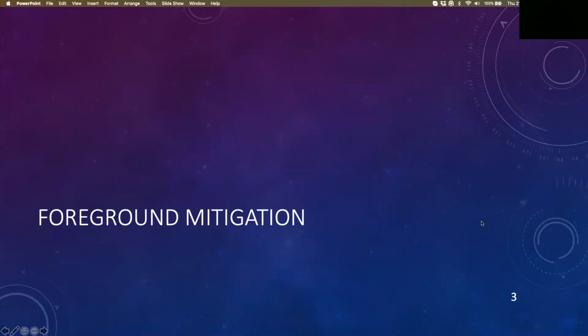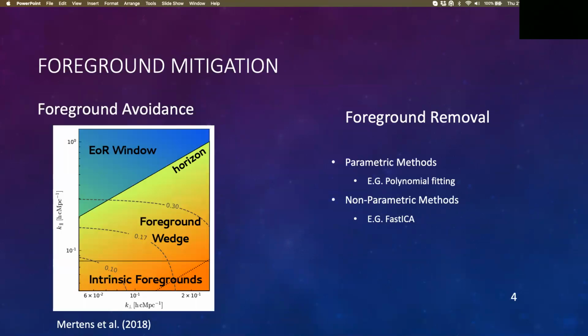I'll first start off going over various foreground mitigation techniques that one can use in order to recover the 21 centimeter signal. Now, these fall into two schools. The first is foreground avoidance. On the left here, we have the cylindrical power spectrum, which is the power spectrum binned along the line of sight and angular domain.